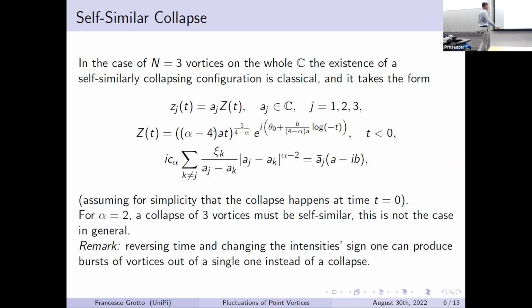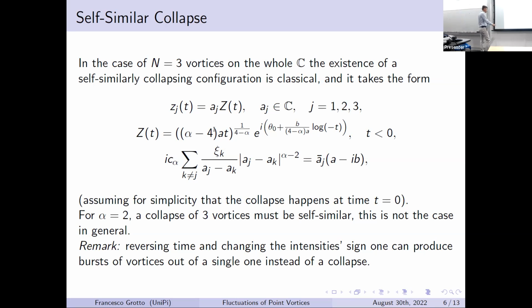Right, so this is an explicit form of the self-similar collapse, and the precise expression is not really important for us now. It was just to show you that you can actually write a formula in this n equal 3 case. Notice that collapse can only happen in self-similar form for alpha equal 2 in the Euler case, for other values of the parameter, there can be other kinds of collapses.